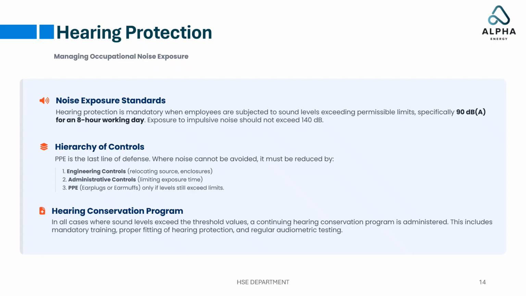Hearing protection outlined the standards for managing occupational noise exposure, stating that hearing protection is mandatory when sound levels exceed 90 dB over an 8-hour workday, with impulsive noise capped at 140 dB.